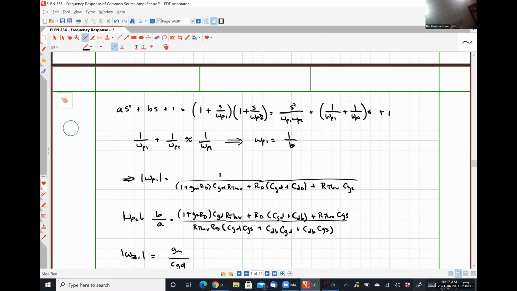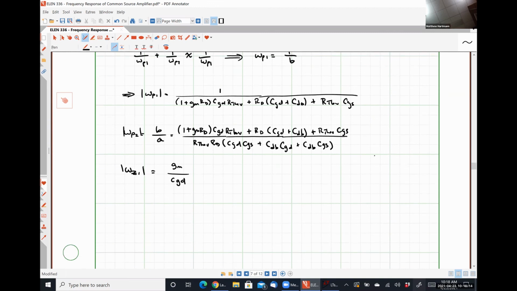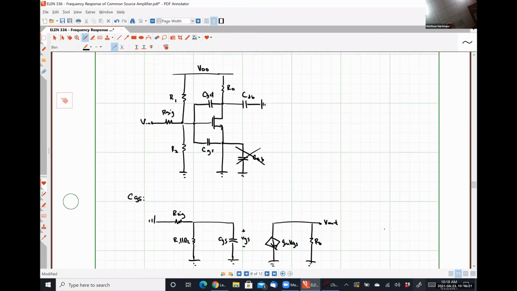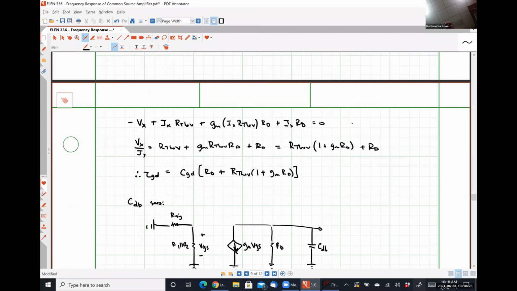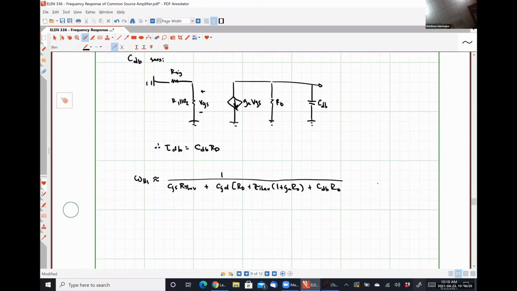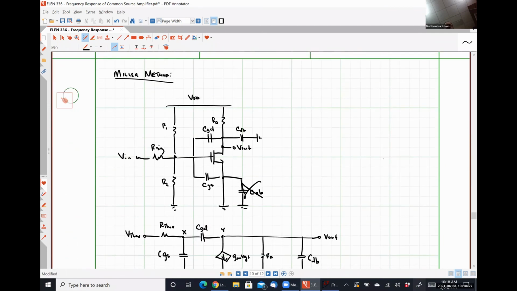We're just missing that R_D times (C_GD plus C_DB) term. So the Miller approximation gives us very close to what we would get here, except we're missing this middle term. The second pole looks very, very different, obviously, so it's very hard to draw any sort of comparison. The Miller approximation typically slightly overestimates the location of the pole.